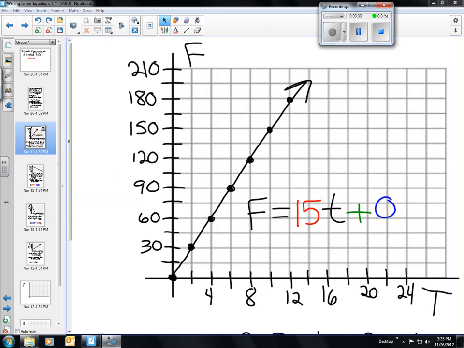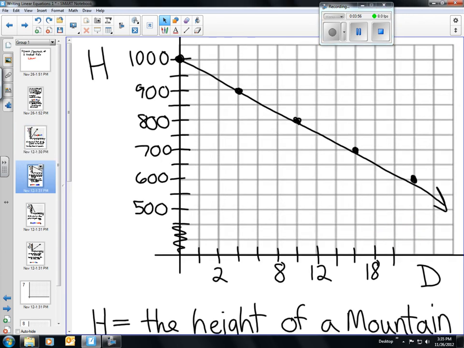Now here, t, the time, is our independent variable. We're going to be plugging in values for t. And f is going to be our dependent variable, because it's completely dependent on how much time has passed. It is how high off the ground the rocket is. So our equation would be f equals 15t plus 0. And you don't necessarily need the plus 0 there. If you would like to write it, you can. You don't have to. Let's look at another example here with this graph.